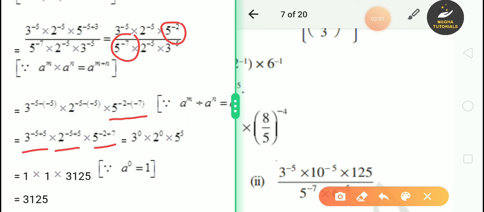So further we will get 3 raised to 0 into 2 raised to 0 into 5 raised to 5. Anything raised to 0 is 1. So for 3 raised to 0 and 2 raised to 0 we will get 1, and for 5 raised to 5 we will get 3125. So the final answer will be 3125.